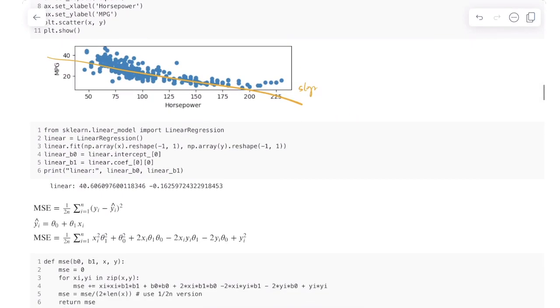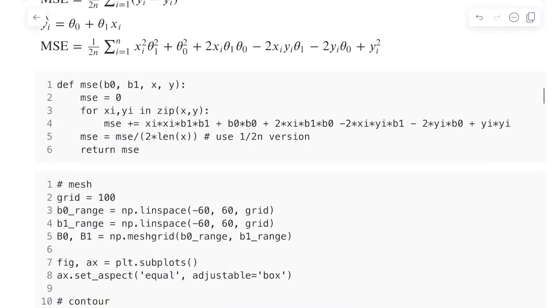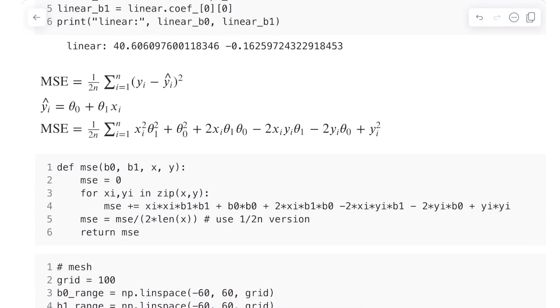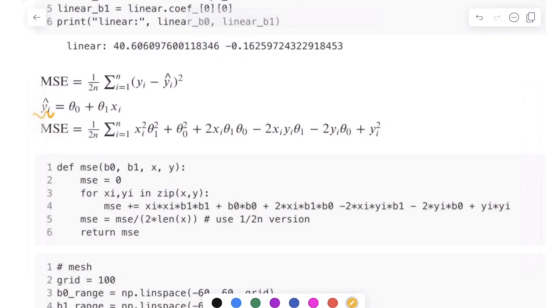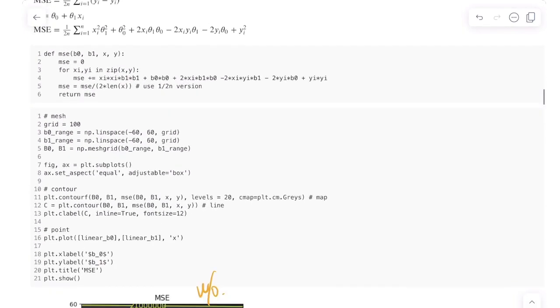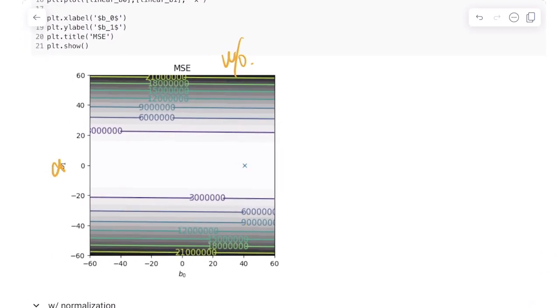So here it is. Here is the definition of MSE and the model. So let's take a look at the MSE, and that is A. That is B.